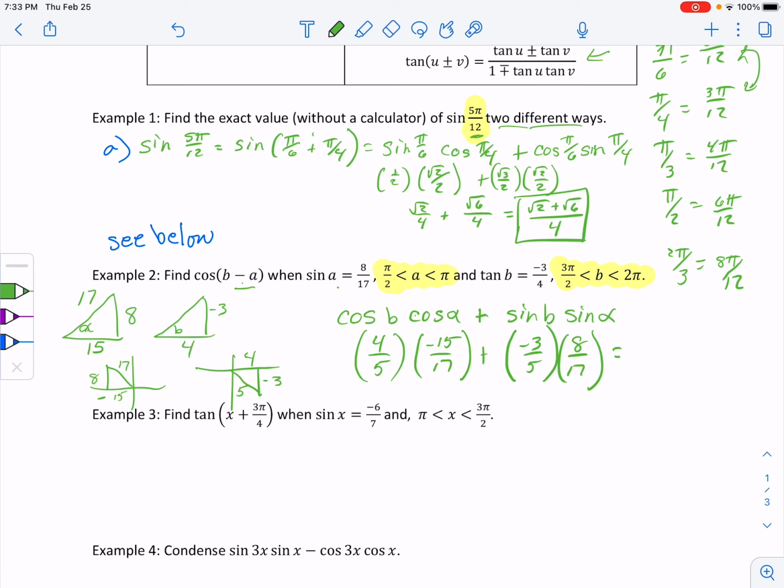So let's see, 4 times 15 is what, 60? So I've got negative 60 minus 24 gives me negative 84 over what's 5 times 17? 85. Okay.